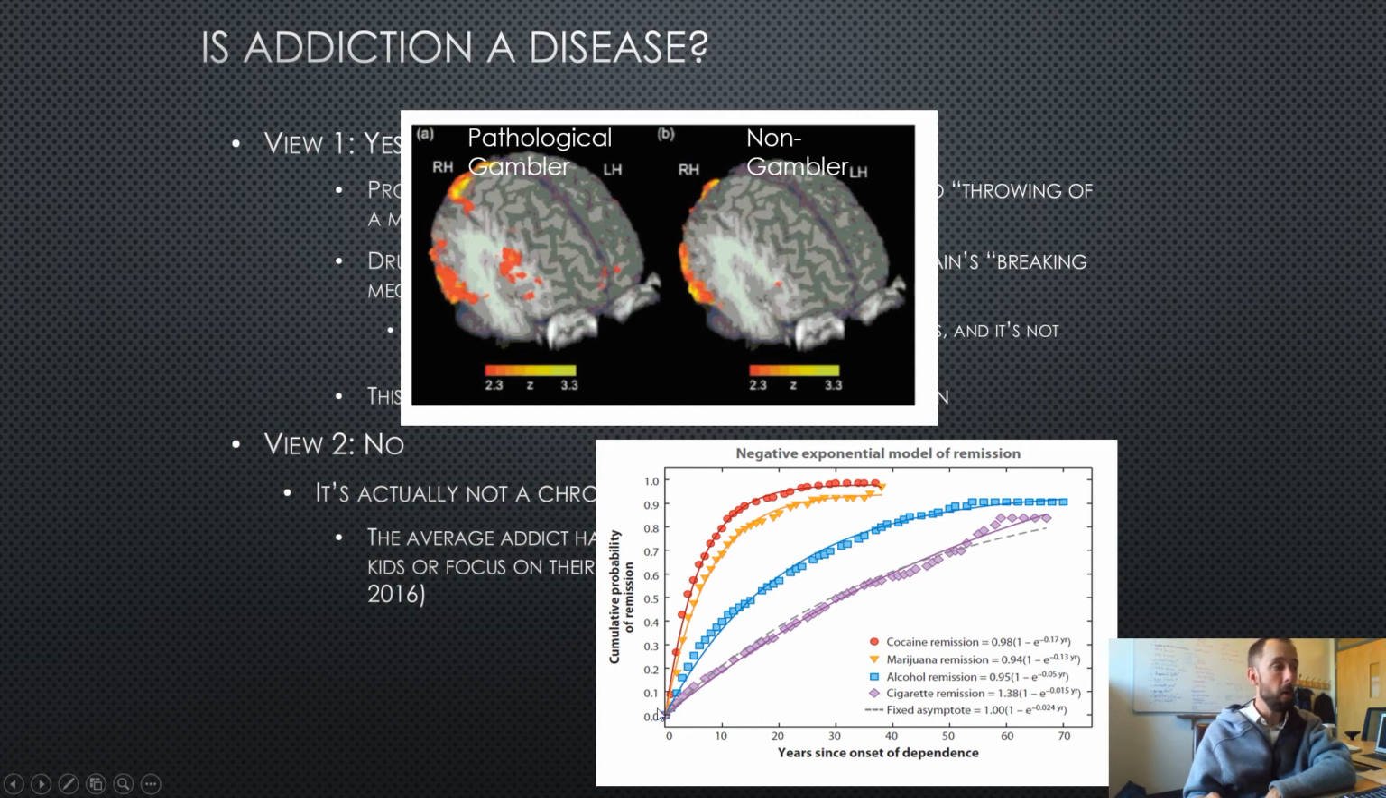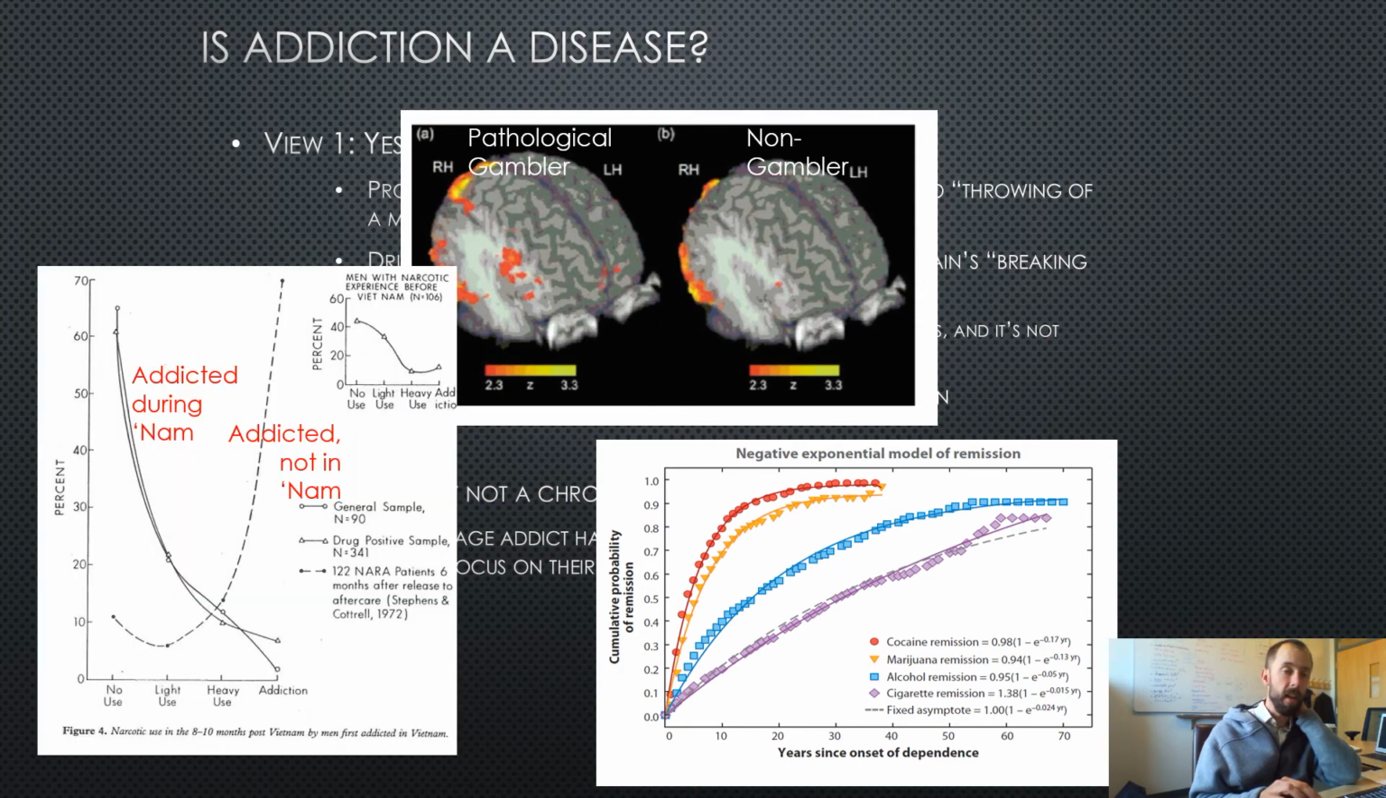And cocaine and marijuana are more hopeful. They have a faster remission rate. So in 10 years, 70% of people who had a problem with marijuana don't anymore, and 80% of people who had a problem with cocaine don't anymore. And these people weren't necessarily in treatment. That's just people stopping on their own. So it's actually not a chronic condition. This is another argument for that.